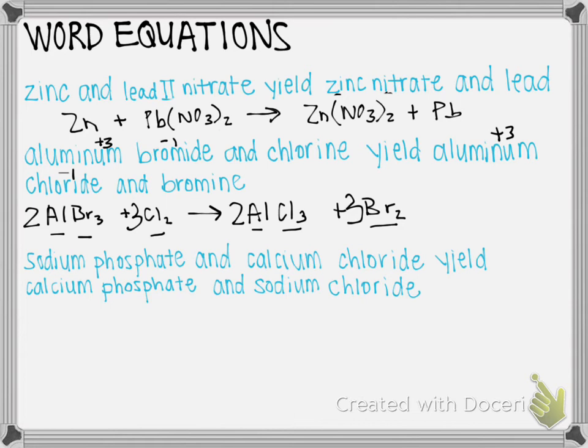Last one, sodium phosphate. So sodium is Na plus 1. Phosphate is PO4 minus 3. So you'd have to crisscross those. So sodium phosphate is going to be Na3PO4.